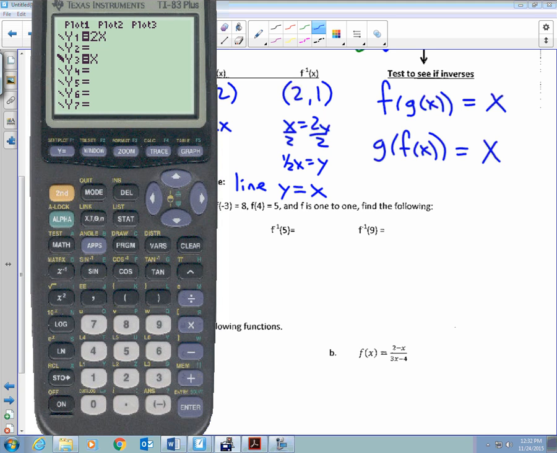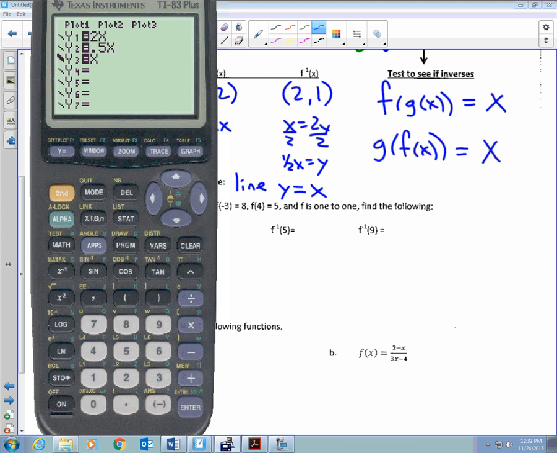So we already stated one function and its inverse. The first function was 2x. Its inverse was 1 half x. I'm going to put those into my calculator, and I'm also going to put in, with bold, the line y is equal to x.